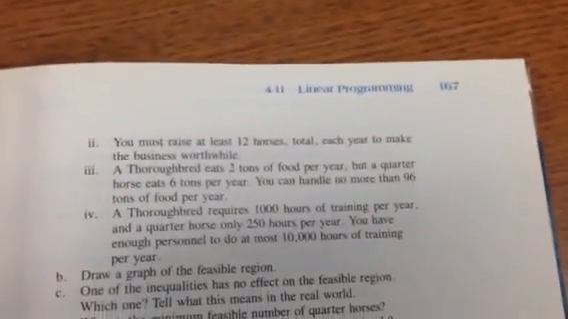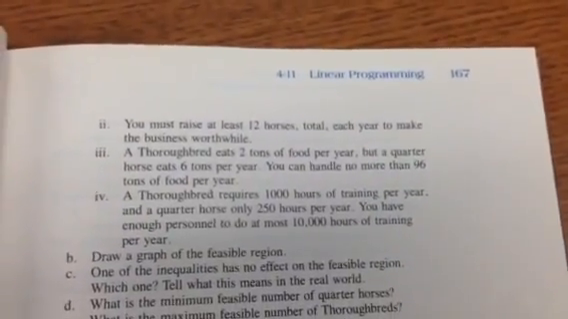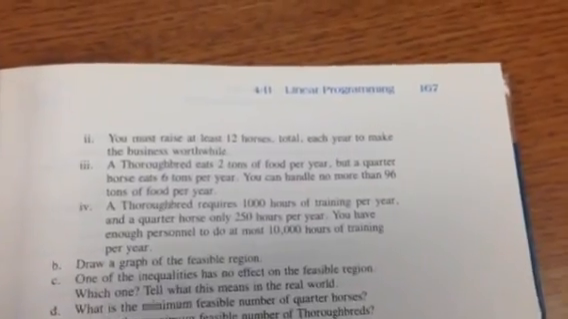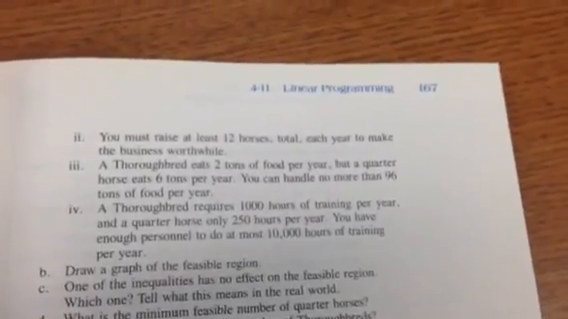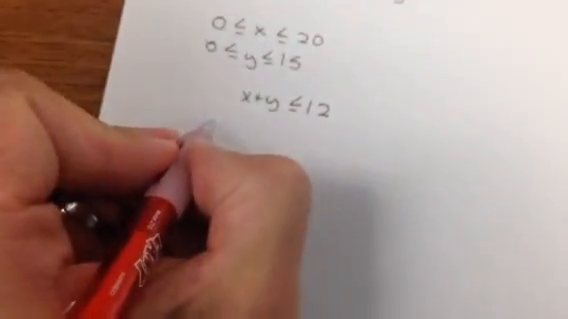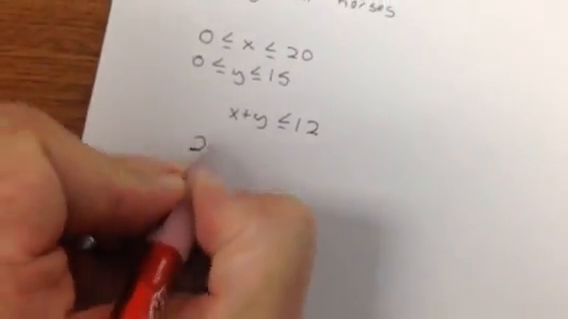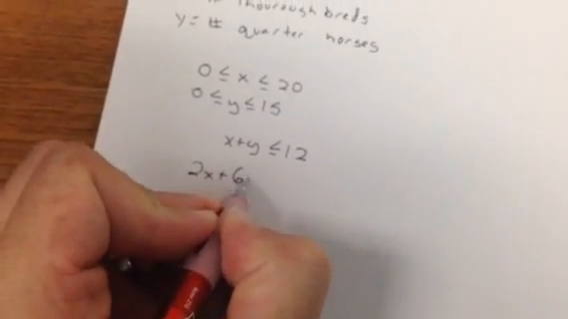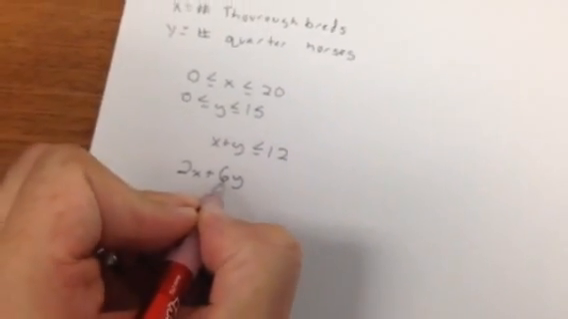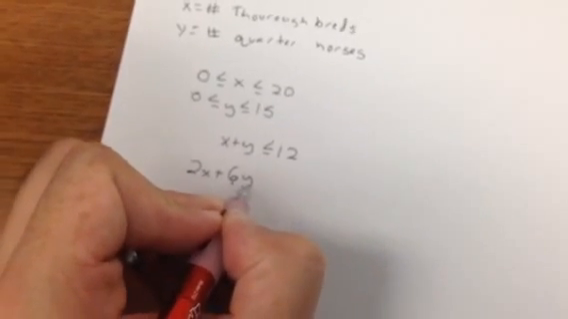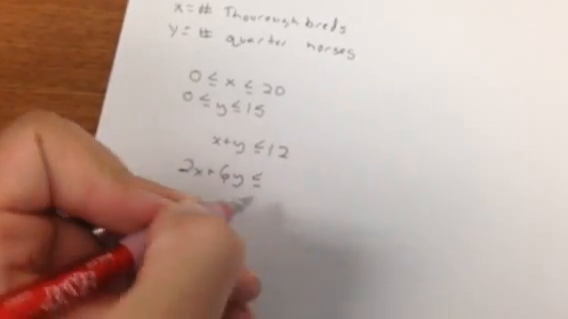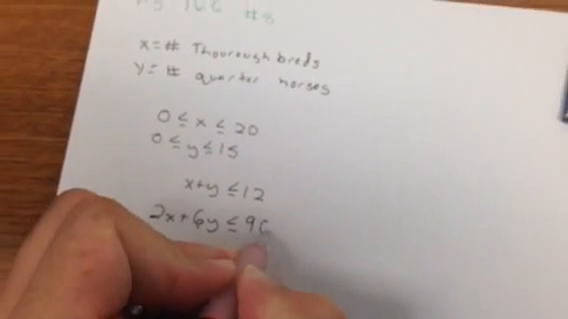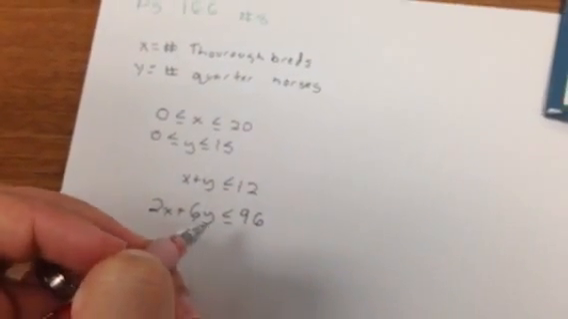Now it has a thoroughbred eats 2 tons of food per year, but a quarter horse eats 6 tons of food per year. You could handle no more than 96 tons of food each year. So, the thoroughbred X is 2 tons. This is the total amount of tons eaten by all the thoroughbreds, plus 6 tons per quarter horse times some amount of quarter horses gives you, we want to make a number less than or equal to 96 tons of food.